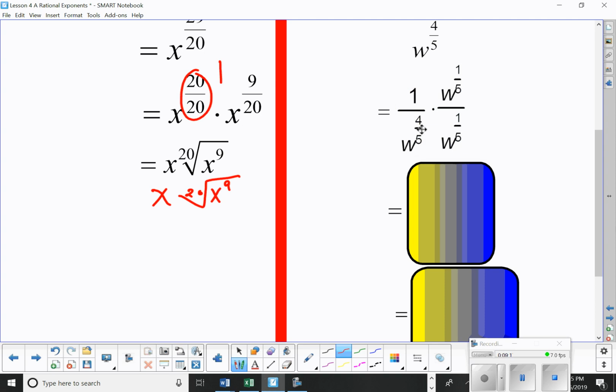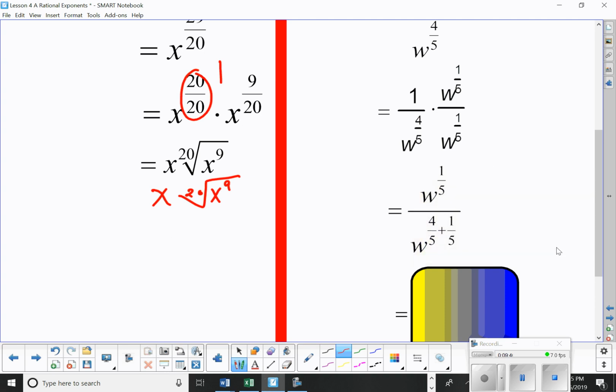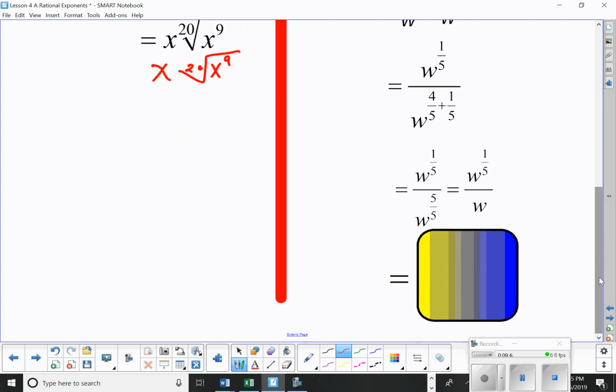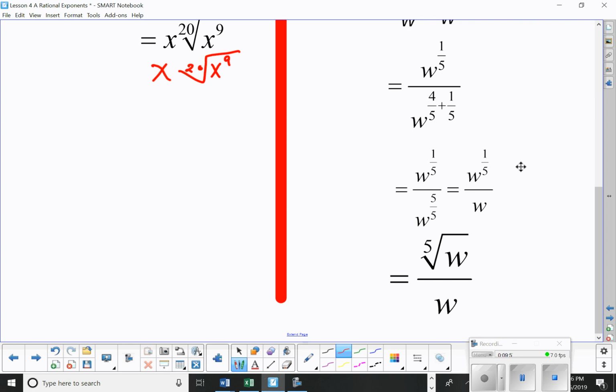So I can simplify that. But the w to the 4/5, I want the denominator to have a whole number, an integer. So remember that when I multiply like bases, I add exponents. So what do I have to add to 4/5 to get 1? Well, 1/5, which means I have to do w to the 1/5 up above too. So now I have w to the 1/5 over w to the 4/5 plus 1/5. Why did I do that? Because that will make sure I don't have a radical in the denominator by giving me w to the 1st power. Now in the numerator, I just changed the 1/5 to a 5th root of w. That's it.